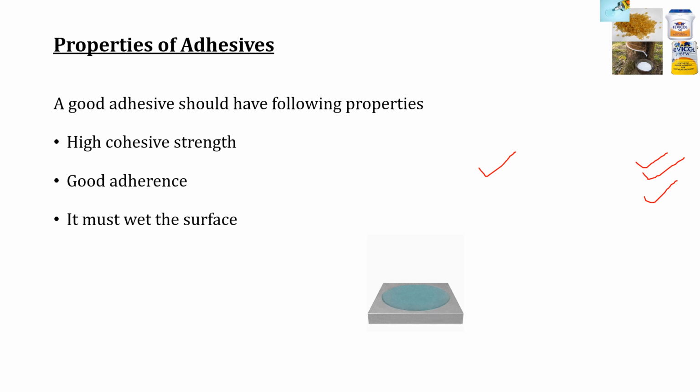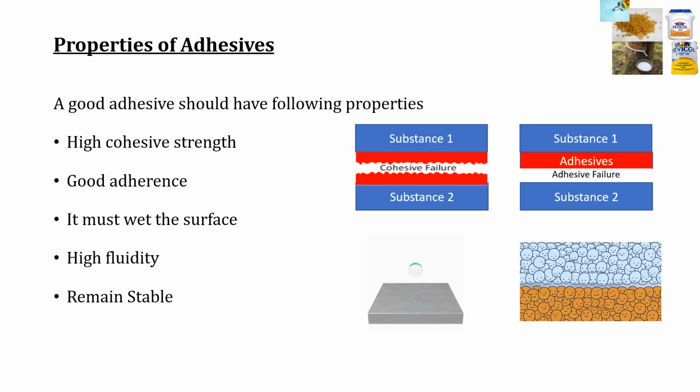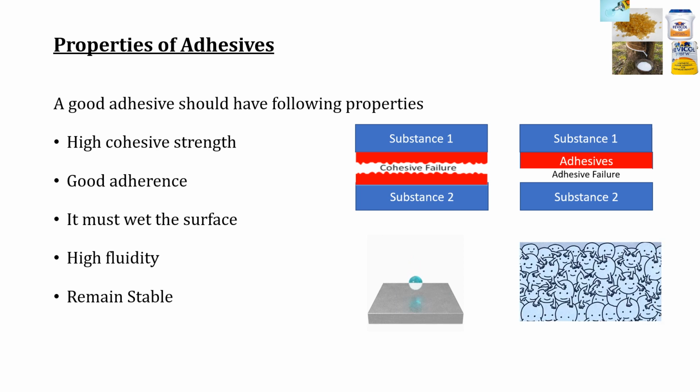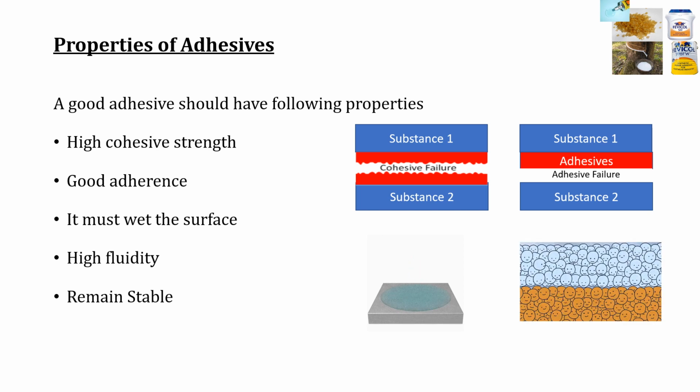Third, it must wet all the surface of the substance so that the adhesive will be properly applied on the surface and joining will be proper. It should have high fluidity and remain stable at high temperature. So these are the properties of adhesive which make it suitable for various applications.